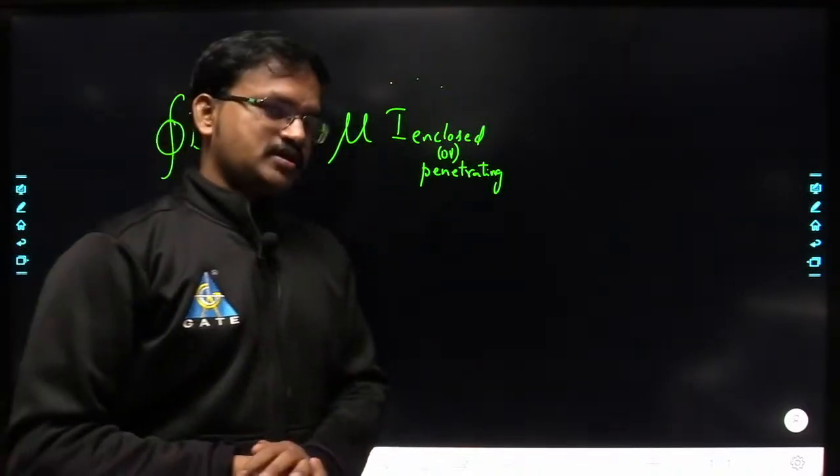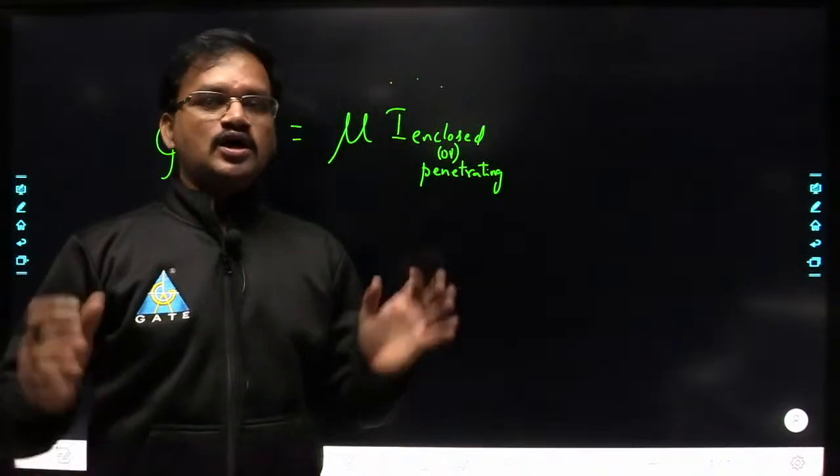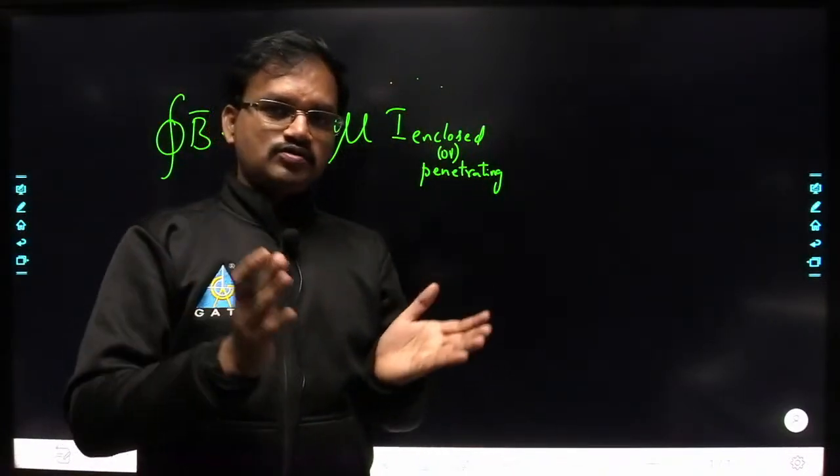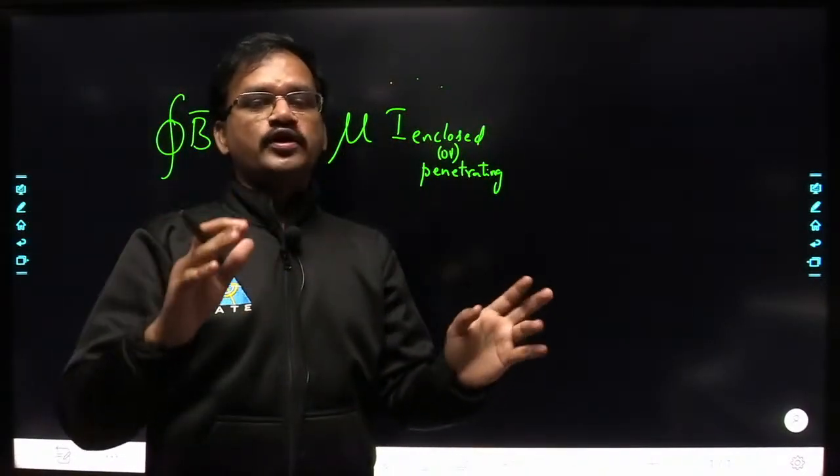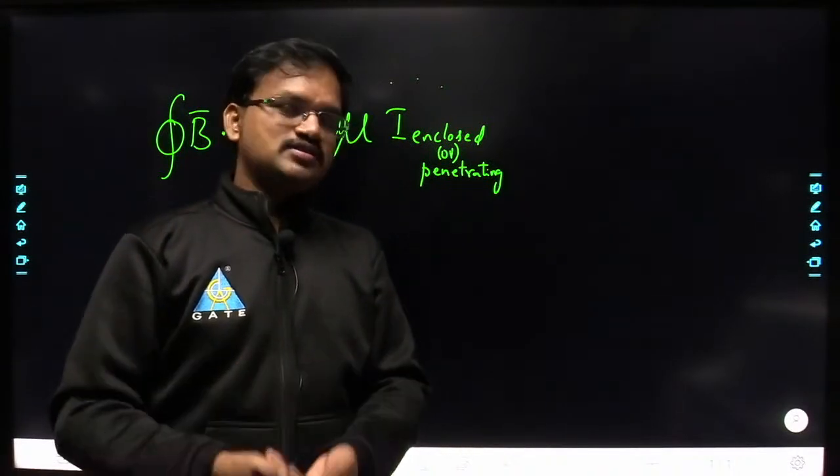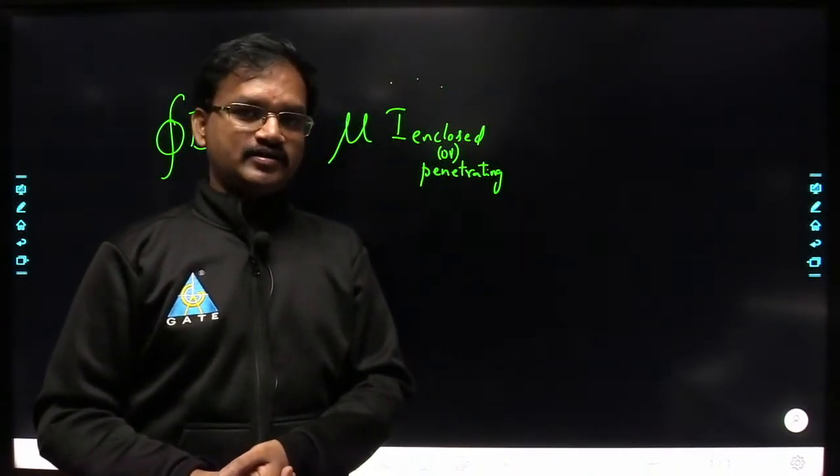Okay, I have already explained all these things here. A closed surface is going to enclose a volume, and a closed loop is going to enclose a surface. I have explained all these things very clearly, right?